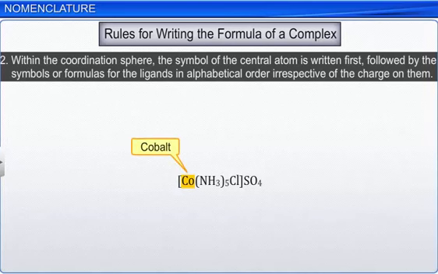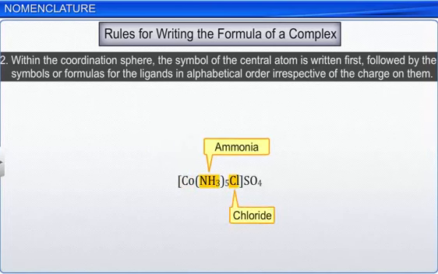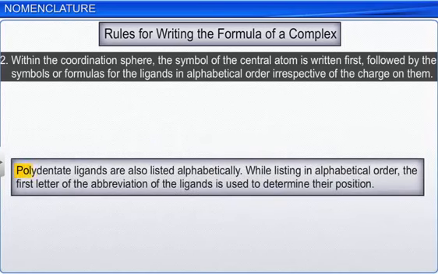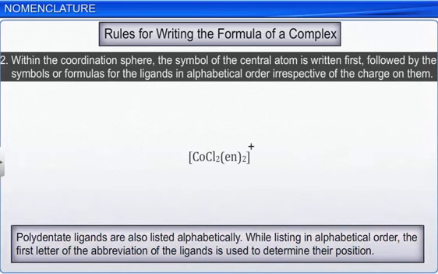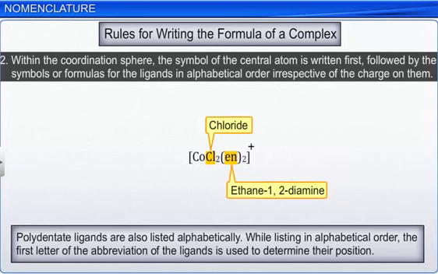Polydentate ligands are also listed alphabetically. While listing in alphabetical order, the first letter of the abbreviation of the ligands is used to determine their position. For example, if a complex contains chloride and ethane-1,2-diamine, which is abbreviated as en, then in alphabetical order, chloride is written first, followed by ethane-1,2-diamine.